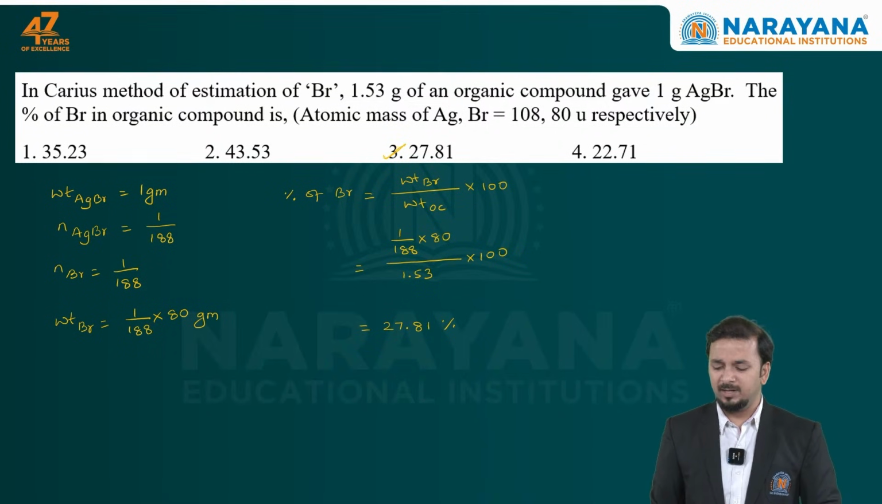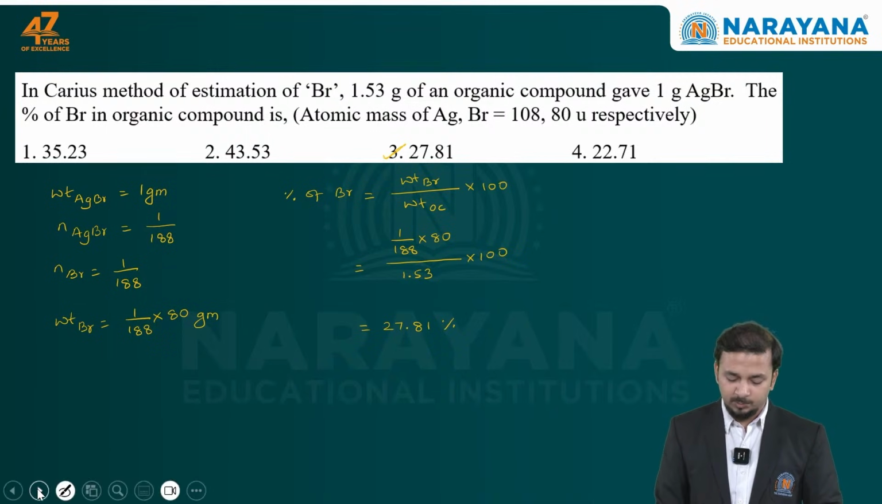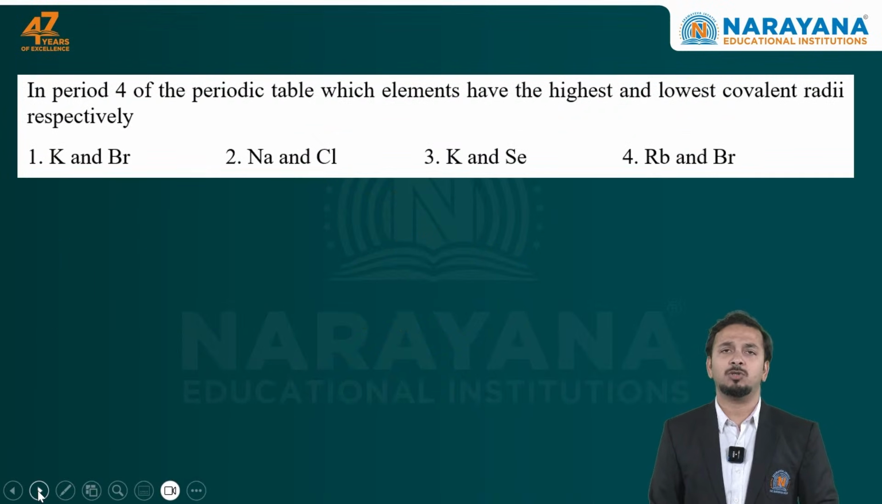So this is an easy question, and if you consider the calculation, then we can rate it as a moderate question because a little bit of calculation is present in this question. So let's move to the next question. The next question is from the periodicity chapter, and we can say it is a slightly direct question.